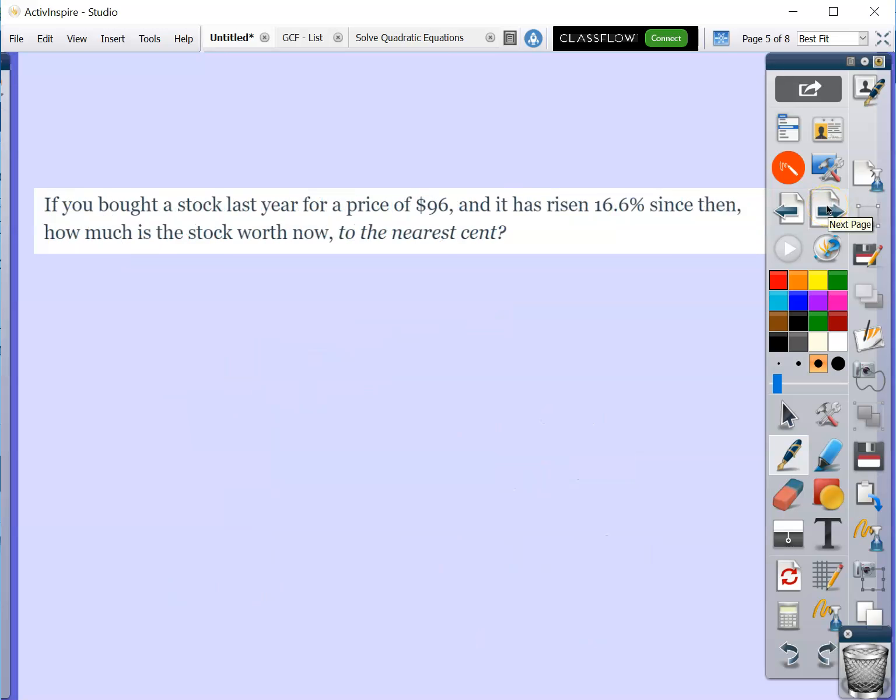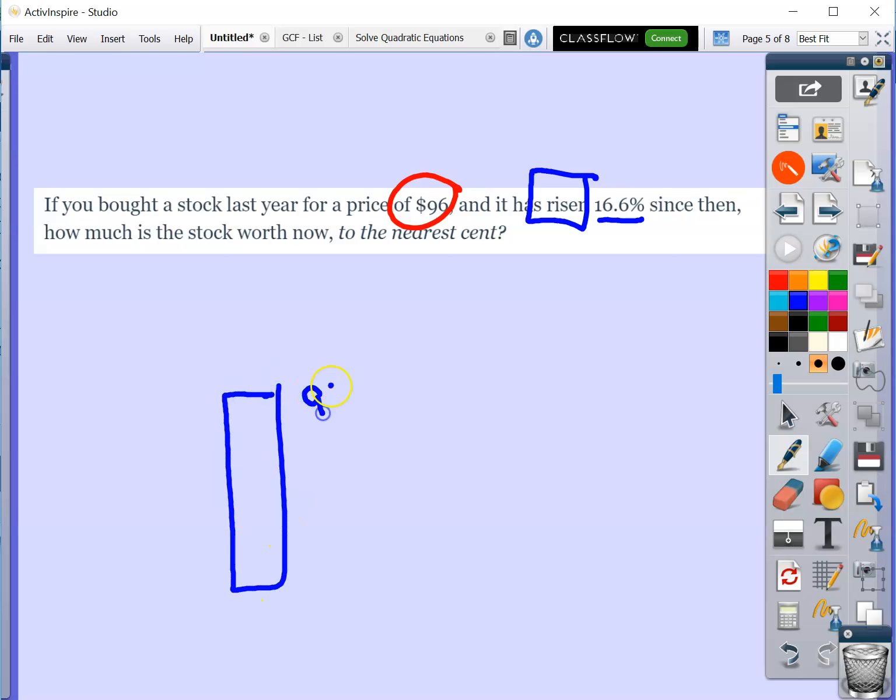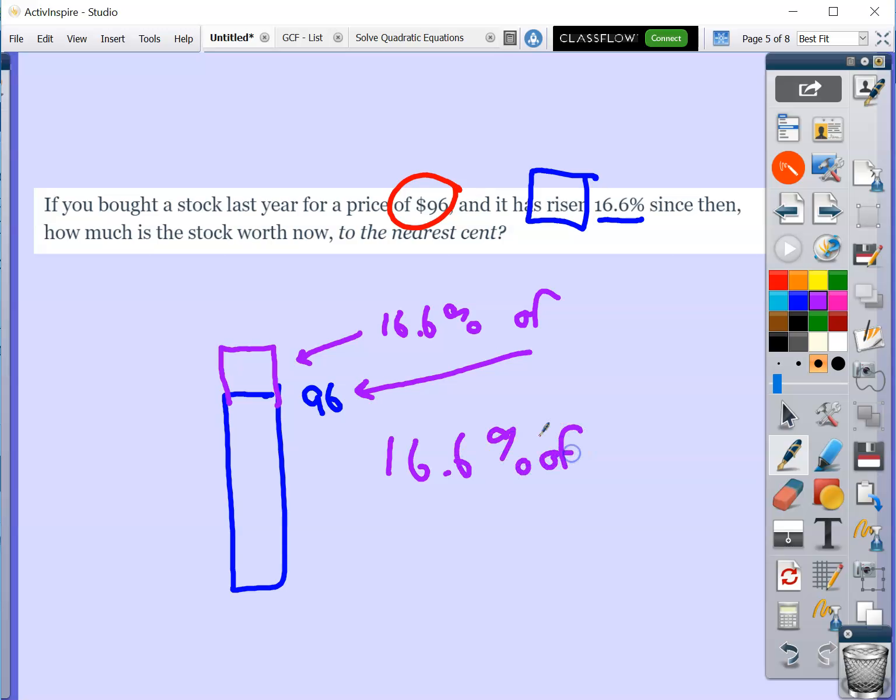You bought a stock for a price of $96. That was the original price. Okay. And since then, it's risen by 16.6%. So here was the amount that it was worth before, 96. And it's gone up, it's risen 16.6%. And 16.6% of what it was before. So we've got to figure out 16.6% of 96. That's going to be how much it increased by.